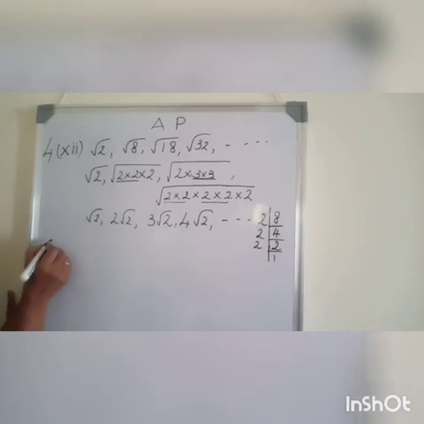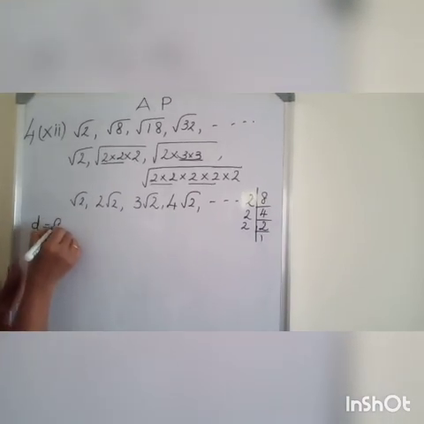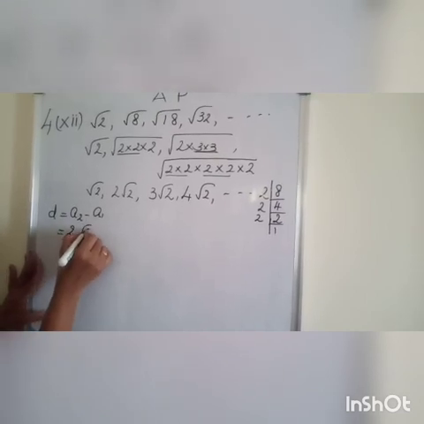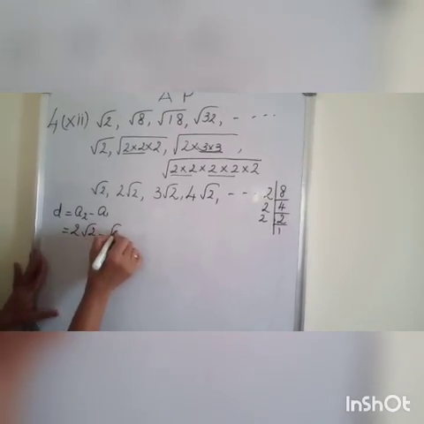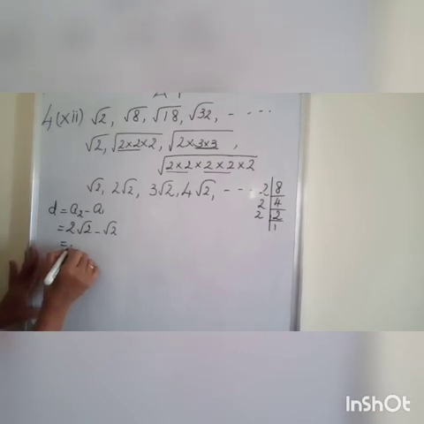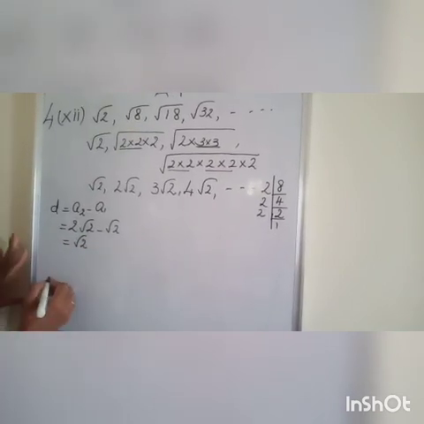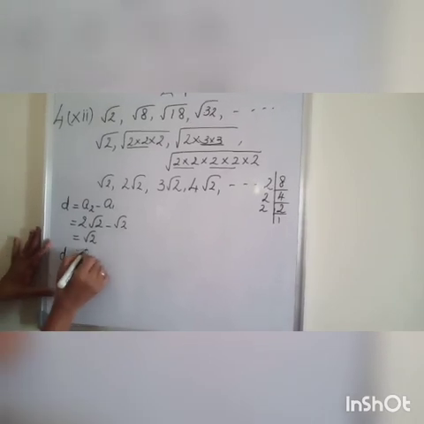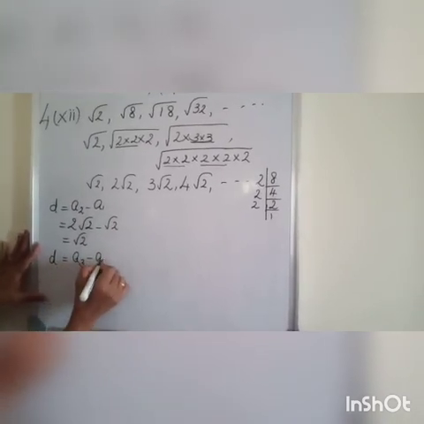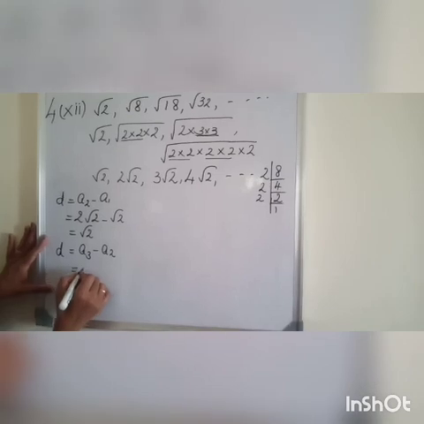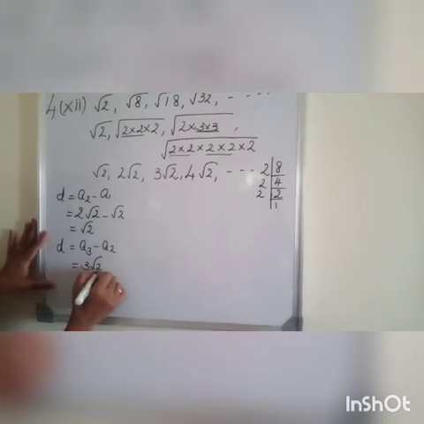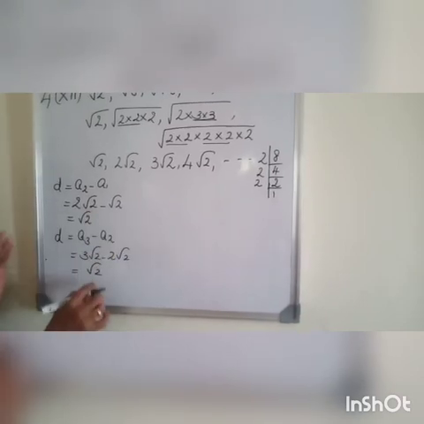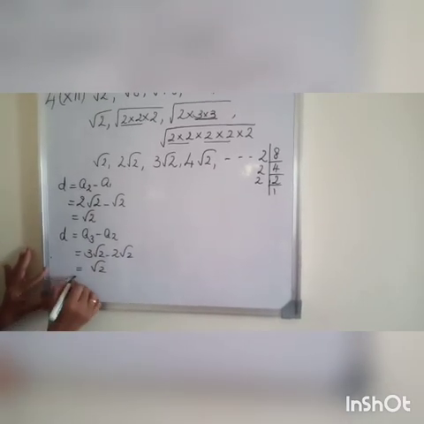Now we will find out D. D is equal to A2 minus A1. That is 2 root 2 minus 1 root 2, or root 2. 2 root 2 minus 1 root 2 is root 2. Once again, D is equal to third term minus second term, equals 3 root 2 minus 2 root 2, which is equal to root 2. So the common difference is the same. Therefore, it is an AP.